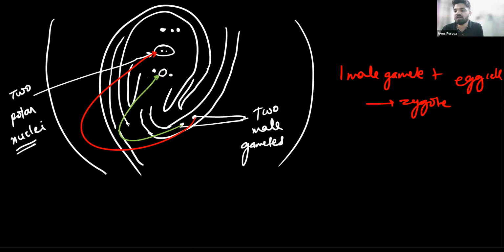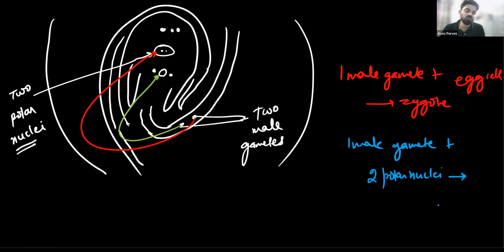And when another male gamete fuses, one male gamete fuses with the 2 polar nuclei, this is important, then it will give you endosperm. And what is endosperm? Food for the developing embryo. This is the food for embryo, endosperm.